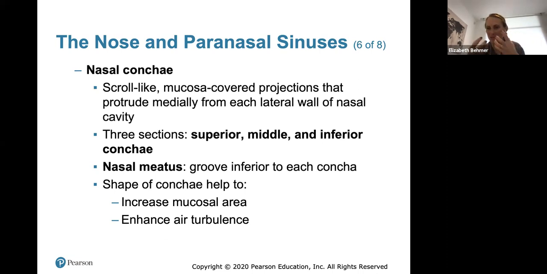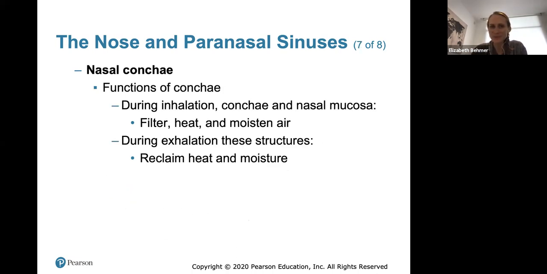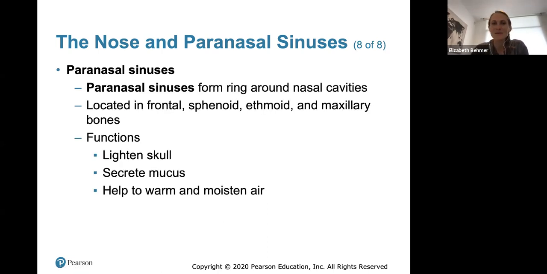So they allow the air to come in and then spin to get it nice and clean and warm. The functions of the conchae are to filter, heat, and moisten the air. During exhalation, these structures will also reclaim the heat and moisture to try to keep the heat within the body and within the lungs.